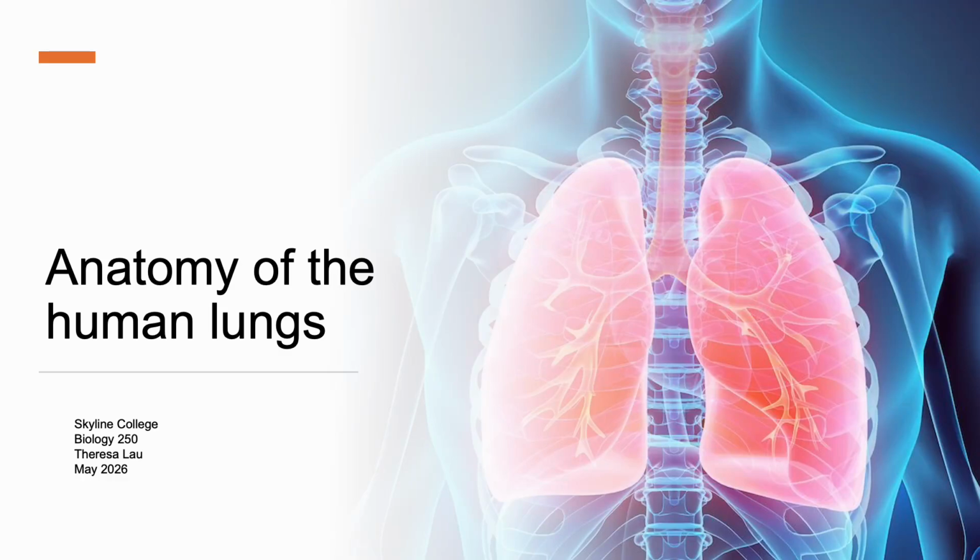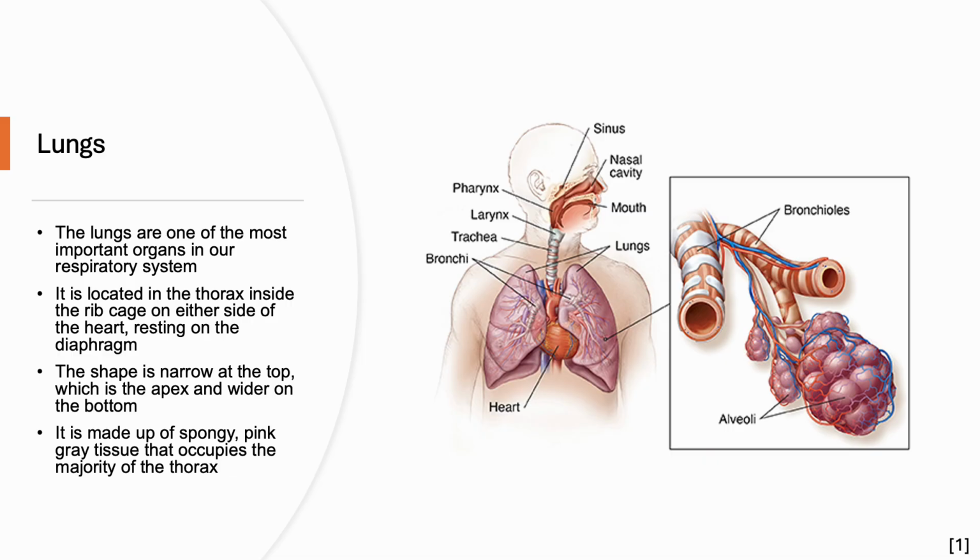Hi, today I will be talking about the anatomy of the human lungs. The lungs are one of the most important organs in our respiratory system. They are located in the thorax inside the rib cage on either side of the heart, resting on the diaphragm. The shape is narrow at the top, which is the apex, and wider on the bottom. They are made out of spongy pink gray tissue that occupies the majority of the thorax.